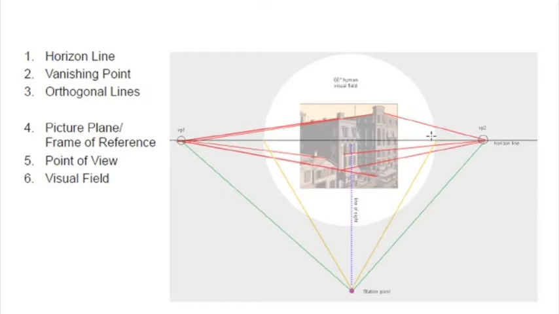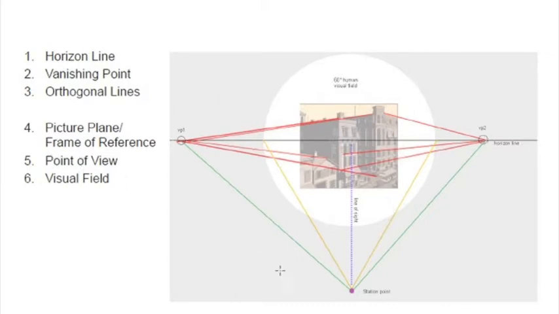Orthogonal lines are the lines that carry from the vanishing points to the object or from the object to the vanishing points. The picture plane is your frame of reference. In this case we're looking at this photograph of the architecture, and that is the frame of reference. Everything within it is the picture plane. You can have vanishing points that exist way outside your frame of reference, but everything within the frame of reference will refer to them.